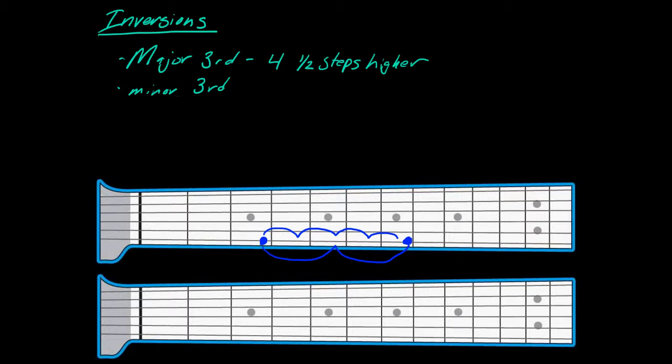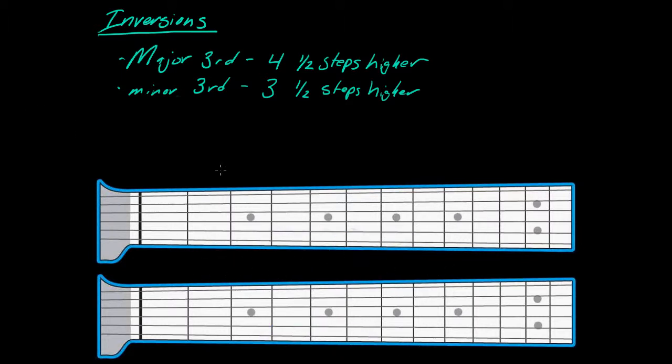Now, a minor third, let's say we pick the same G as the root. A minor third is not 4 half steps, but 3 half steps. 1, 2, 3. So this distance away is a minor third. It is 3 half steps higher.